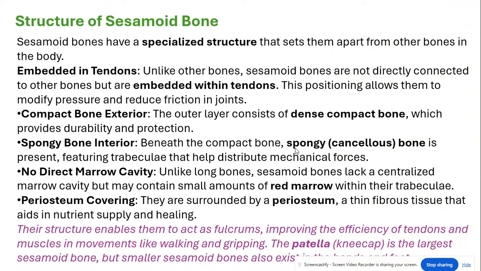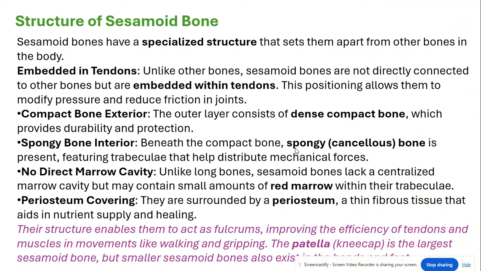All right, structure of sesamoid bones. Sesamoid bones have a specialized structure that sets them apart from other bones in the body, embedded in tendons. Unlike other bones, sesamoid bones are not directly connected to other bones, but they are embedded within tendons. So they are not singular. They're not independent. They have to be embedded within tendons. They don't stand alone like humerus. They don't stand alone like femur. This position allows them to modify pressure and reduce friction in joints. So they're important for modification and reduction of friction, okay?